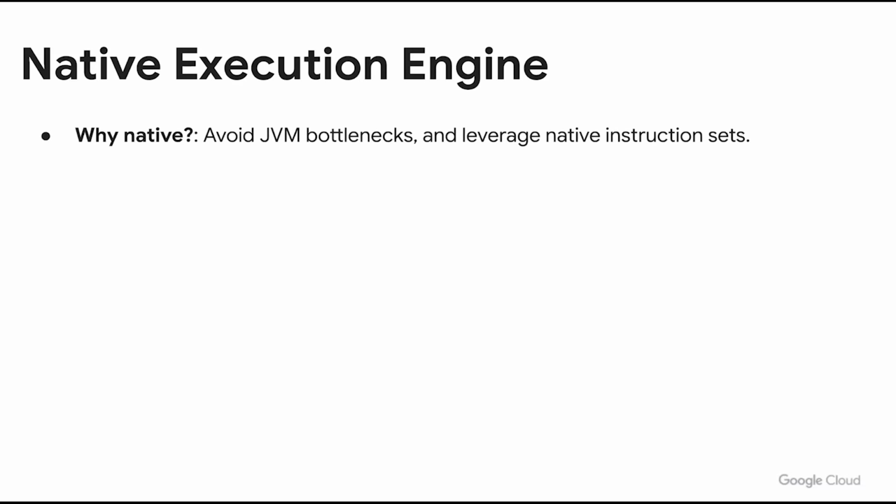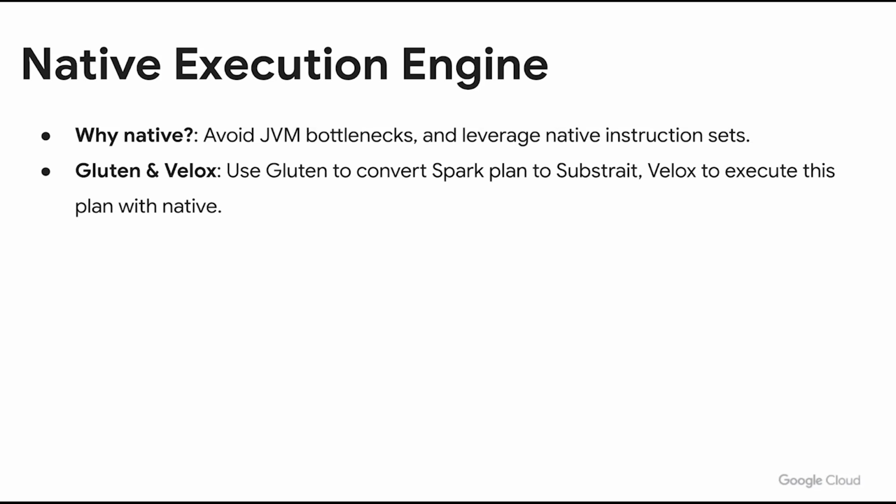So with Lightning Engine, we are able to avoid these JVM bottlenecks and we are able to leverage native instruction sets. How we do this is we leverage Gluten and Velox, which are two open source components. The actual processing of data is moved outside of Java into native C++. Gluten acts as the bridge. It takes your Spark plan and converts it into something called a Substrait plan. And this Substrait plan is understood by Velox, which is the library that is doing the actual work. By doing this, we are able to surpass JVM bottlenecks and move the heavy duty parts of the query to the native layer.